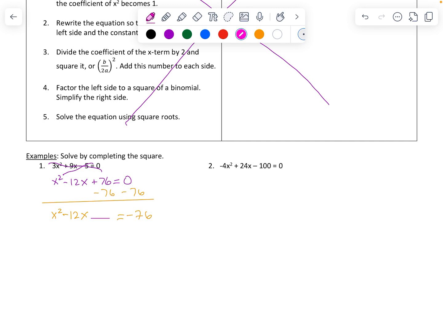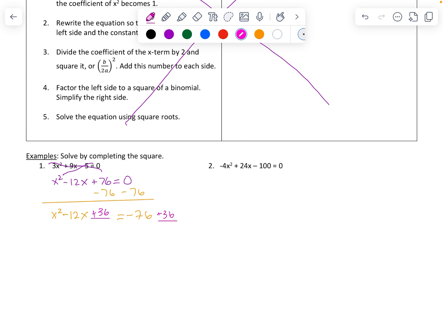Then, if you recall, we're going to put in a number that is half of negative 12 squared. Half of negative 12 is negative 6. Negative 6 squared is 36. And so we're going to do plus 36 and plus 36. Don't forget to add it to that right side.